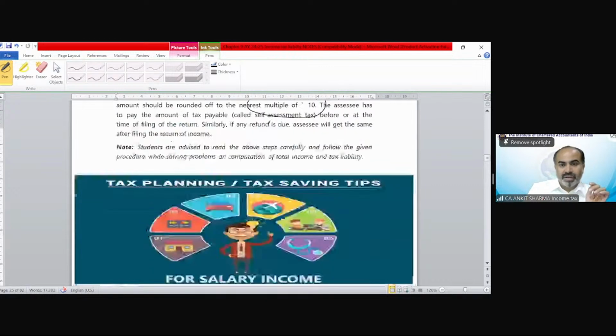Tax planning and tax saving in case of salary, that we will take up after the break. So, Ashokji, can we go for a break?